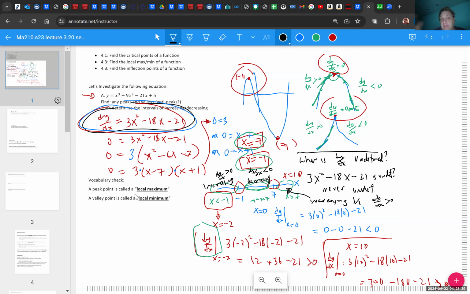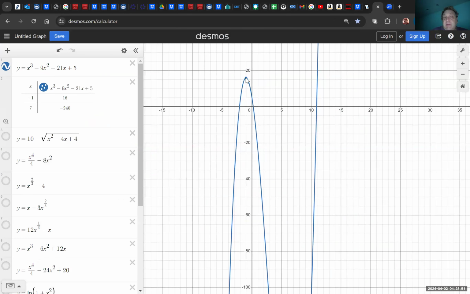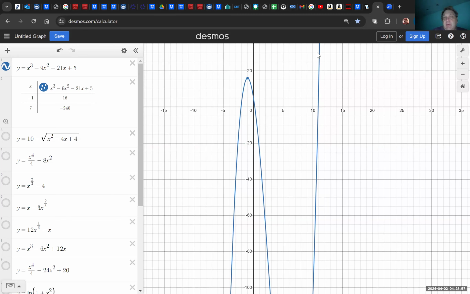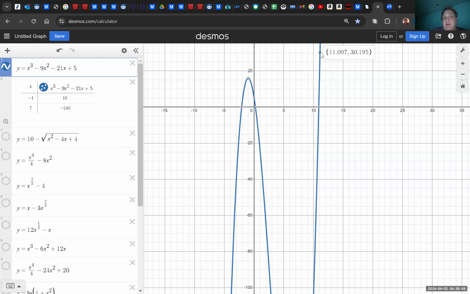A peak point is called a local maximum. It means in that local area, the graph is as high as possible, and local minimum is the same idea. The reason why we use local is if you go back to this graph, there's my local maximum, there's my peak, but the graph certainly goes higher than that. I mean, the y value here is 16, but the y value here is definitely higher than 16. So it's not the global maximum, it's a local maximum. It's called absolute max in math terms, but we want to call it local. So in this area here, that's the highest, that's the peak. So that's the vocabulary that we use.